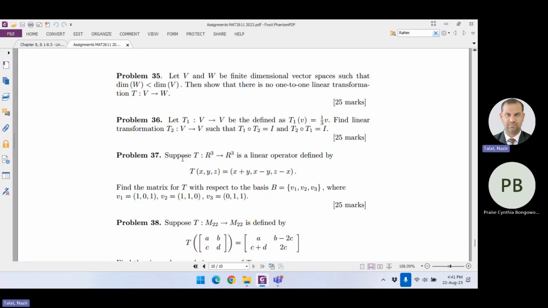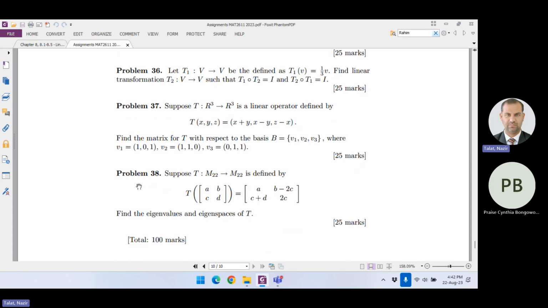Now, suppose T is a linear operator from R3 to R3 defined as (x plus y, x minus y, z minus x). Then find the standard matrix of T with respect to the basis B, which is available with v1, v2, v3. This is very simple. You just put the elements v1 first, then v2, and then v3. If you combine all the images, then one can simply get the matrix of T with respect to the basis B. So this is a simple question regarding that one.